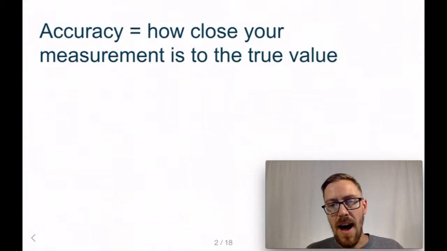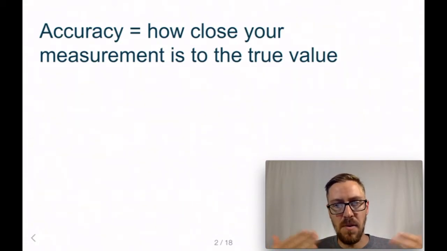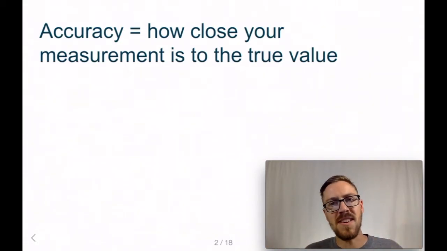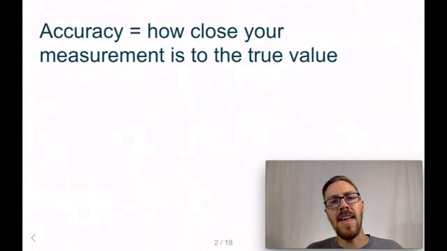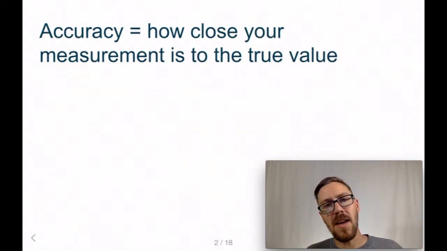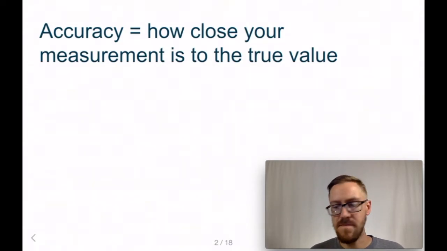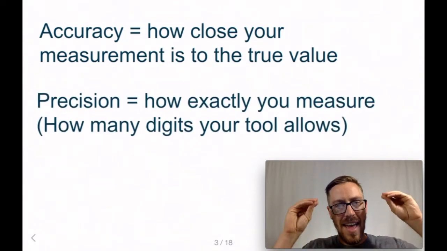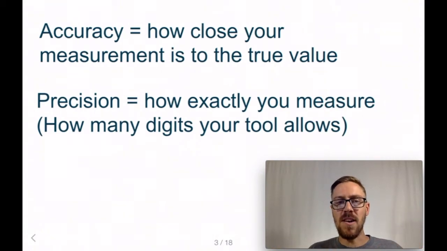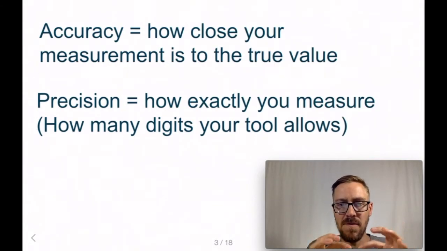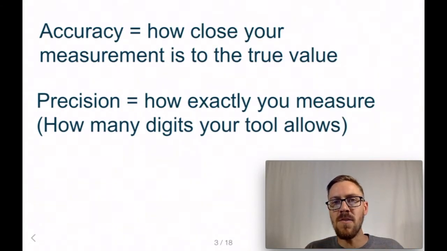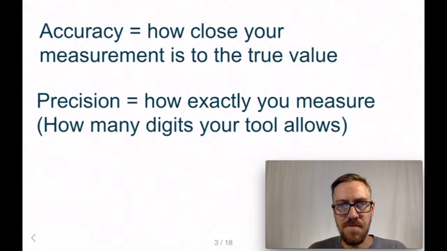So for example, I'm 6'2" without shoes on. I'm pretty tall. If I said I'm about 6 foot, that would be a ballpark accurate answer. So that would be an accurate measurement, but it wouldn't be a precise measurement. A precise measurement is how exactly you measure. It's how many digits, how many decimals does your tool allow you to get when you measure.